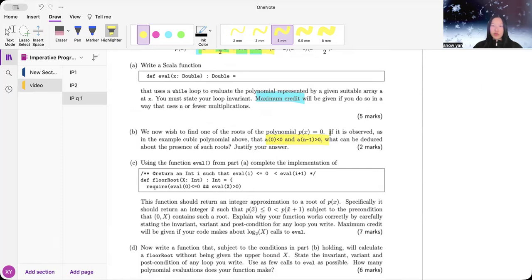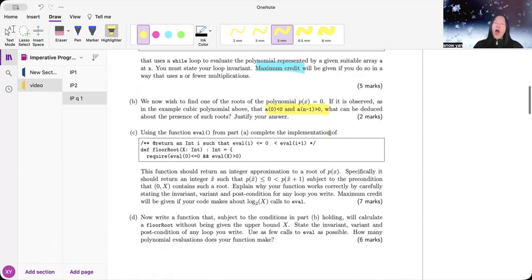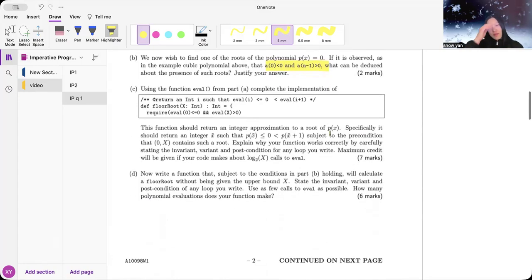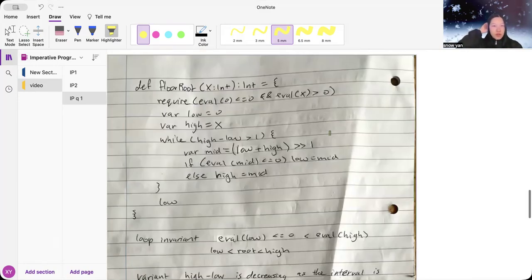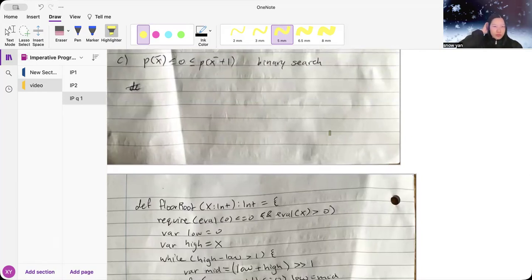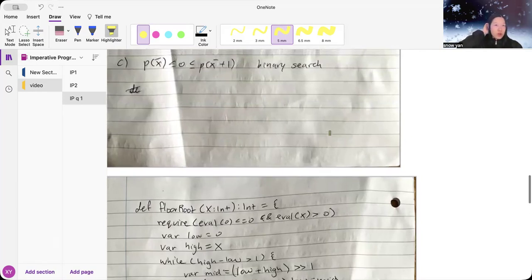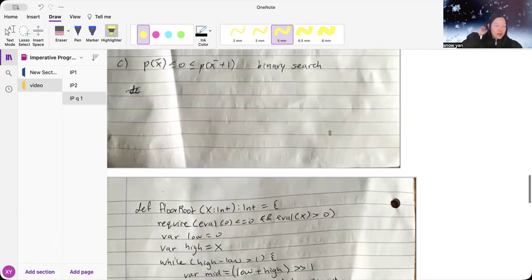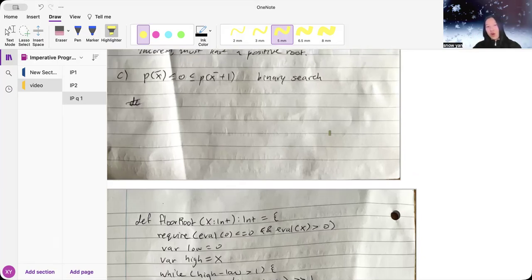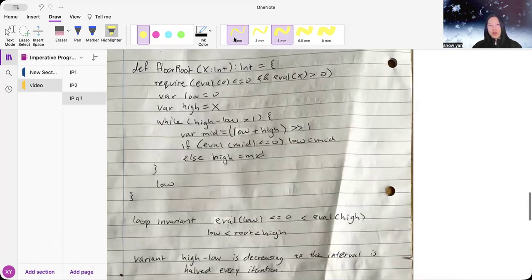Explain why your function works correctly by carefully stating the invariant, variant, and postcondition for any loop you write. Max credit will be given if your code makes about log 2x calls to the evaluate function. So for this, we know that we're trying to get to log 2x. If we're just going to do a linear search, there's no way we're going to get to a log. So we know that we're going to have to split up the interval, and that leads us to doing a binary search. So this would be the code for it.